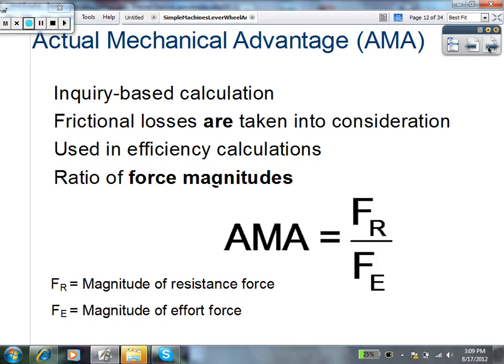The actual mechanical advantage is an inquiry-based calculation, and we're going to say that's equal to the force of the resistance over the force of the effort. Friction losses in this case are taken into consideration, and once again it is used in efficiency calculations. It is the ratio of the force magnitudes.